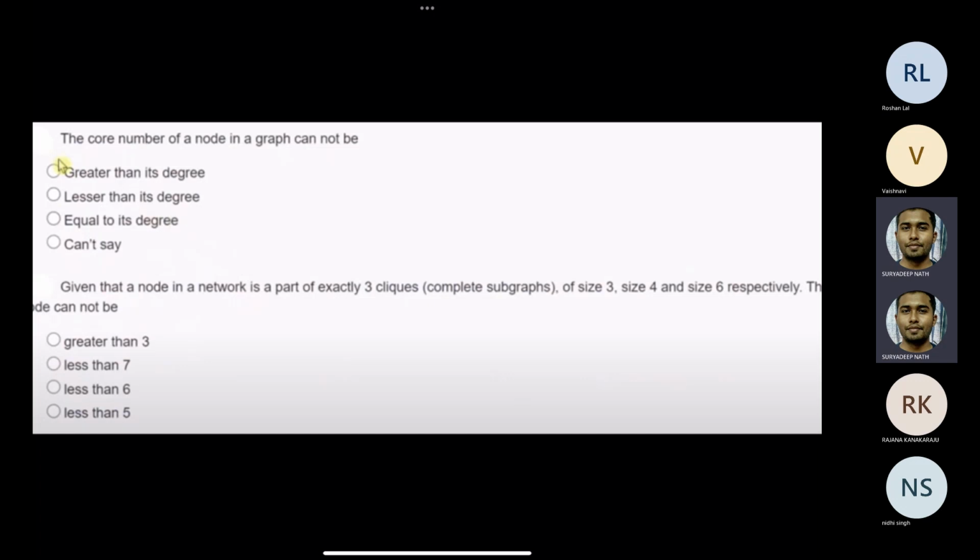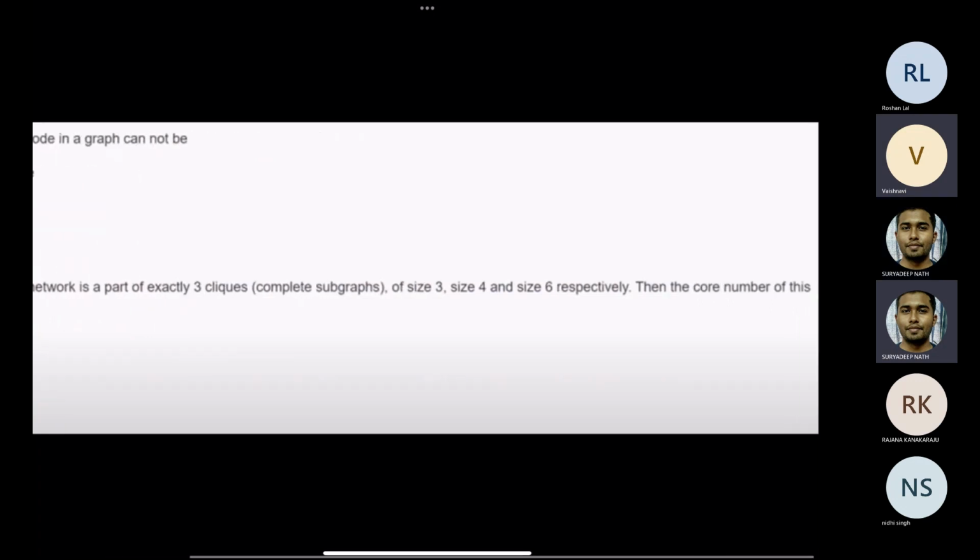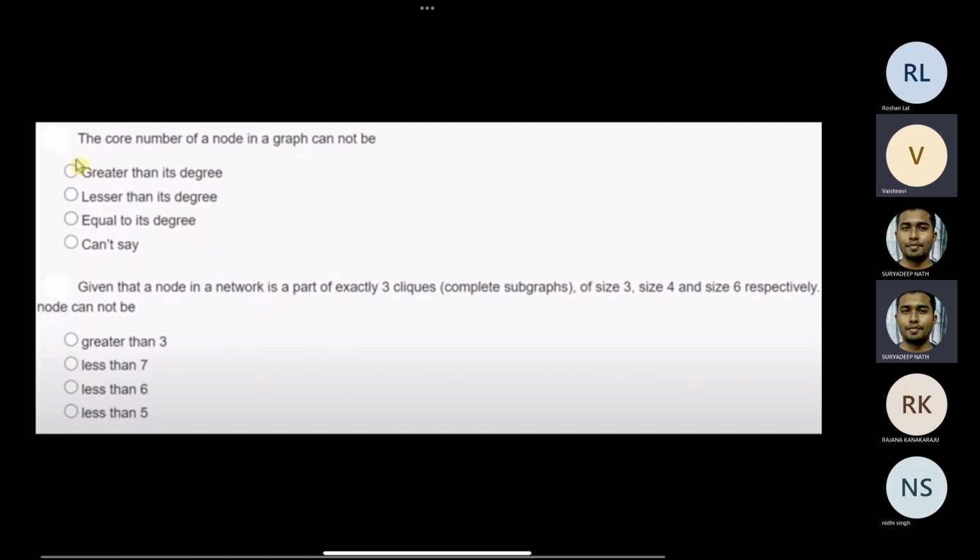It can be greater than 3, given that a node in a network is exactly part of 3 cliques. So I think these options are wrong, because it should be greater than 7 or greater than 6, right?